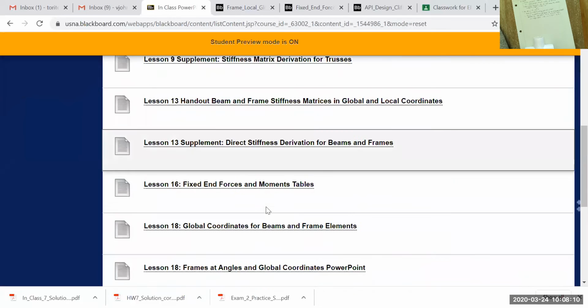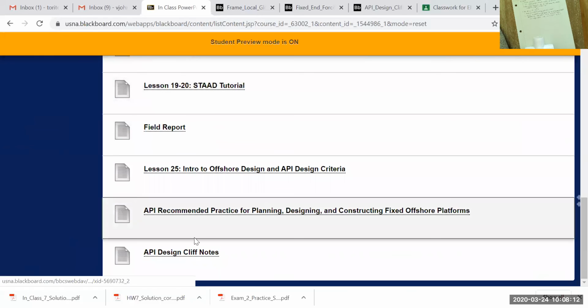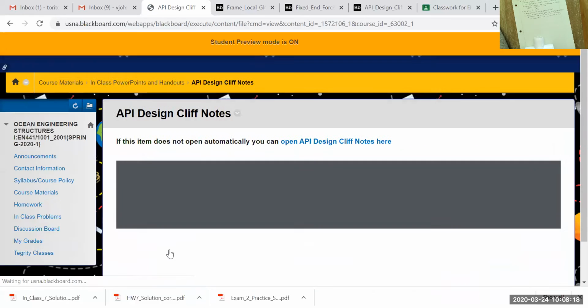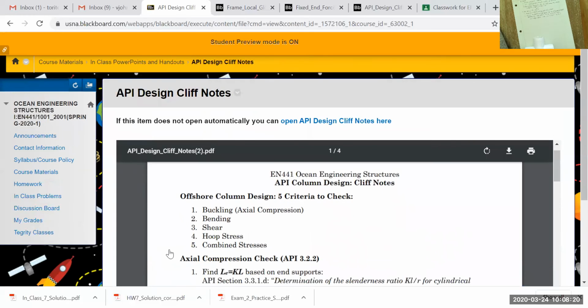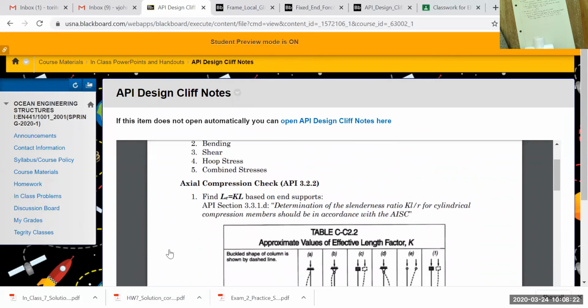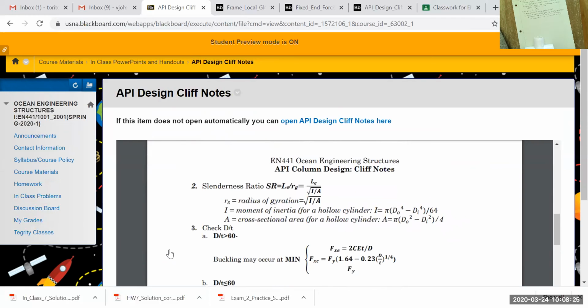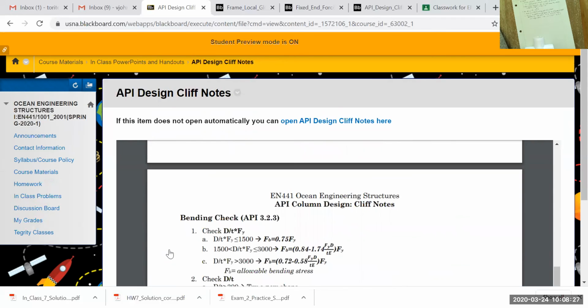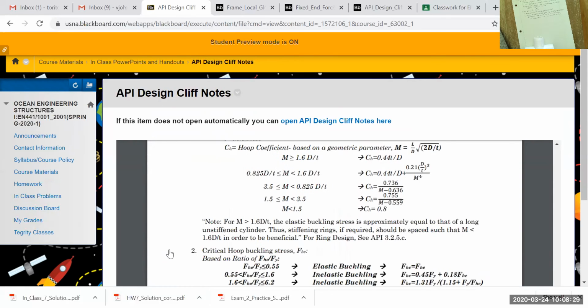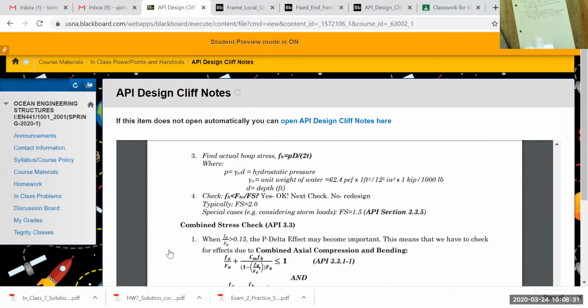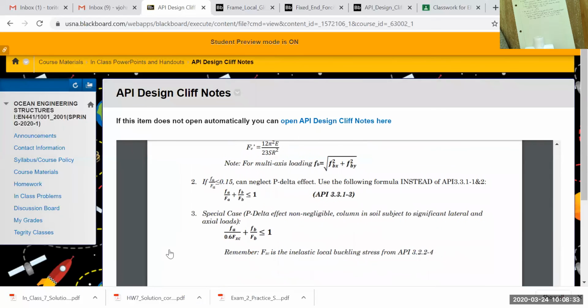the most recent handout that's important is those API design cliff notes. Feel free to pull the full design guidance, but the important stuff for this class is these cliff notes, which kind of step through the axial compression check, bending check, hoop stress check, shear check, I think we already scrolled past, and combined stress check.